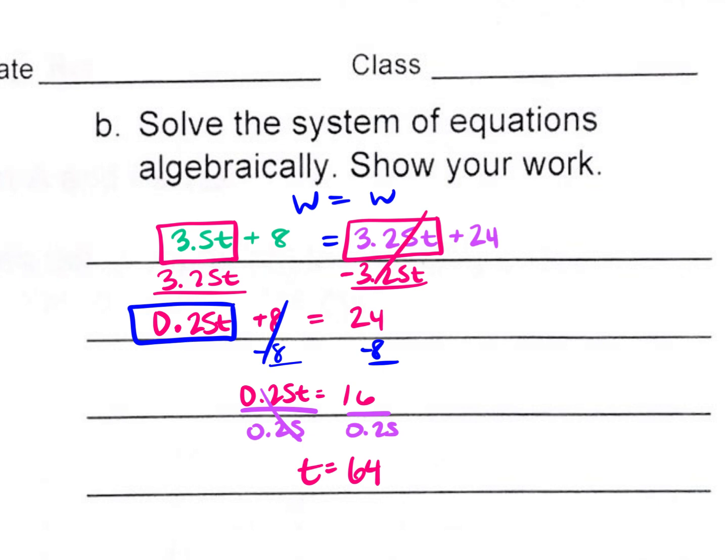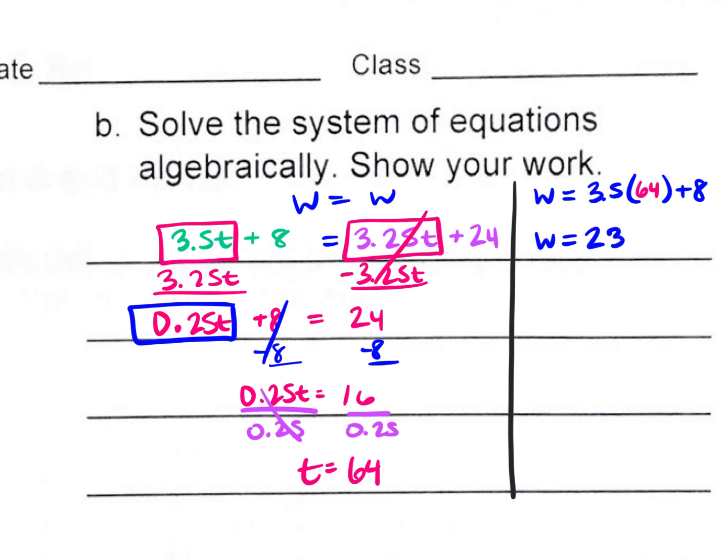So we've got the value of T. Now we need to find W. Well, W is equal to 3.5 times T plus 8. I'm going to plug in T here is 64. And I could pick either of the two equations. I just chose the first one. And when I simplify that, 3.5 times 64 plus 8 is 232. So I've got T and I've got W.